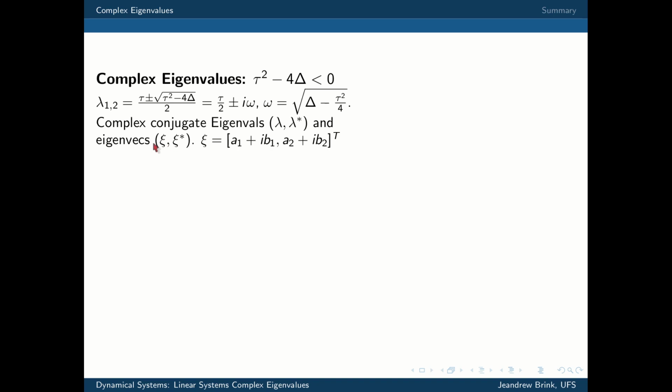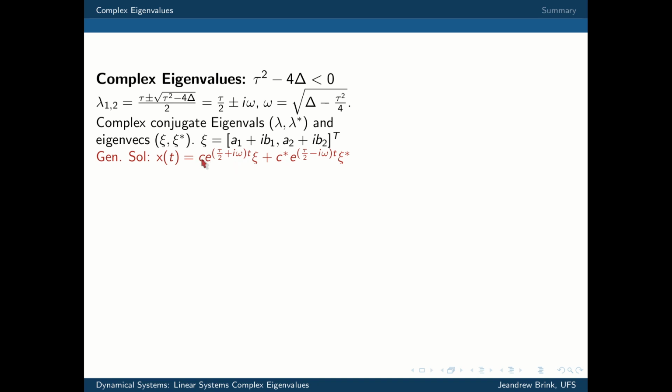Okay, so let's explicitly write out our complex eigenvector. It's simply C equals A1 plus I B1, where A and B are real numbers. And the second component you can write out in a similar way. And then for our general solution, we can use exactly the same theory as when we had real eigenvalues, just elevating everything in terms of complex numbers.